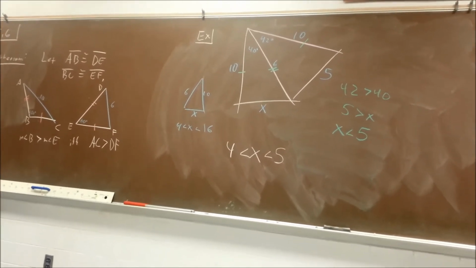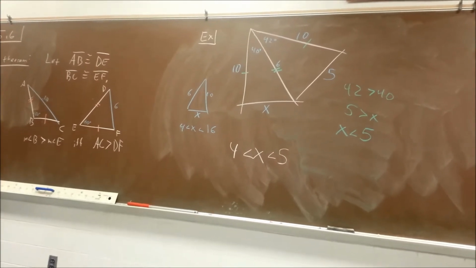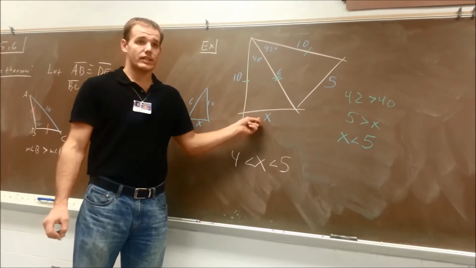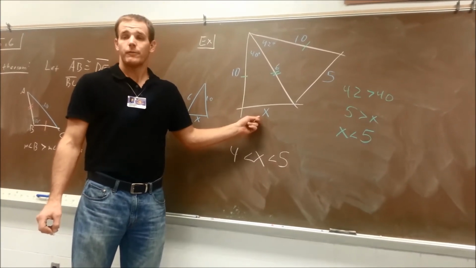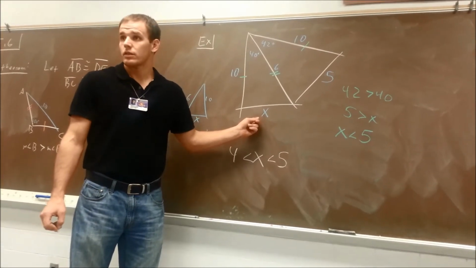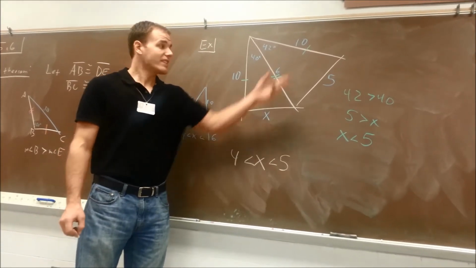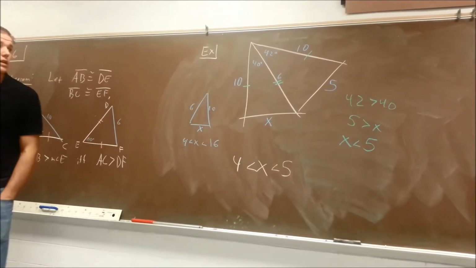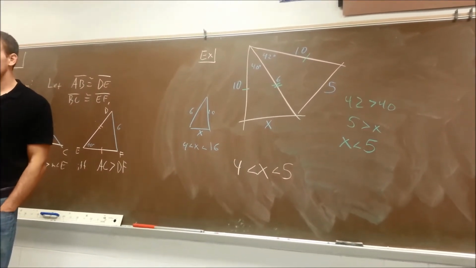Give me an example of a side that x could be. 4.5. 4.1, 4.6, 4.7. 4.99999999992. That would be fine. It's just got to be somewhere in there, okay? Somewhere between 4 and 5. That's the Hinge Theorem. Pretty simple.